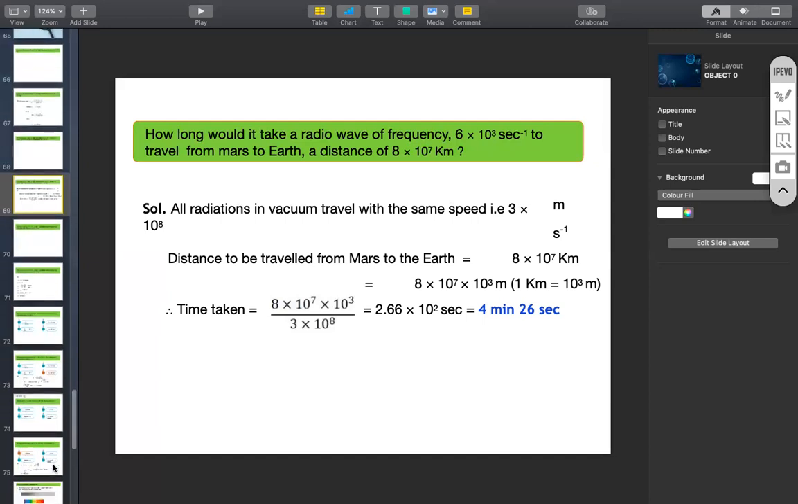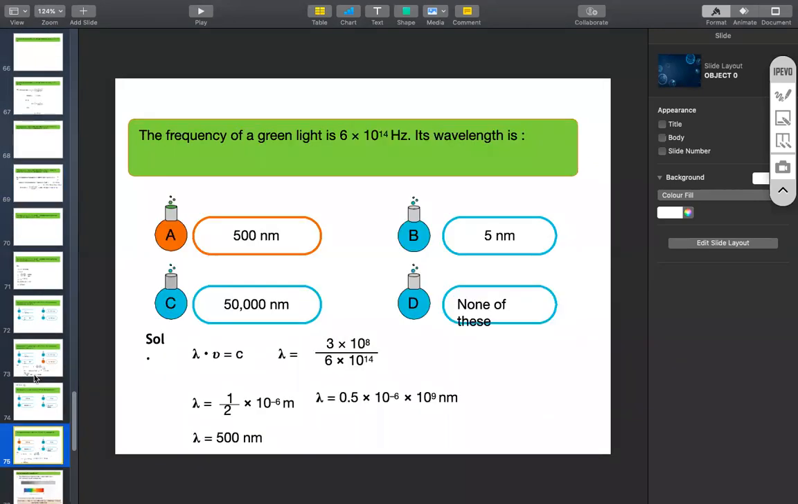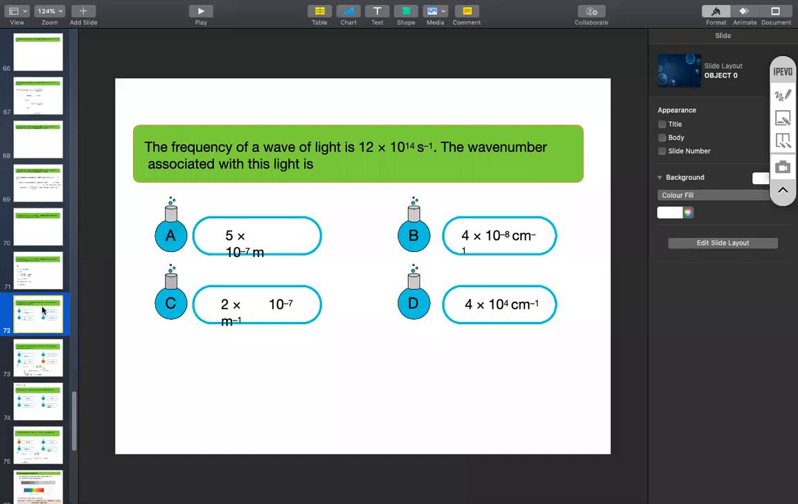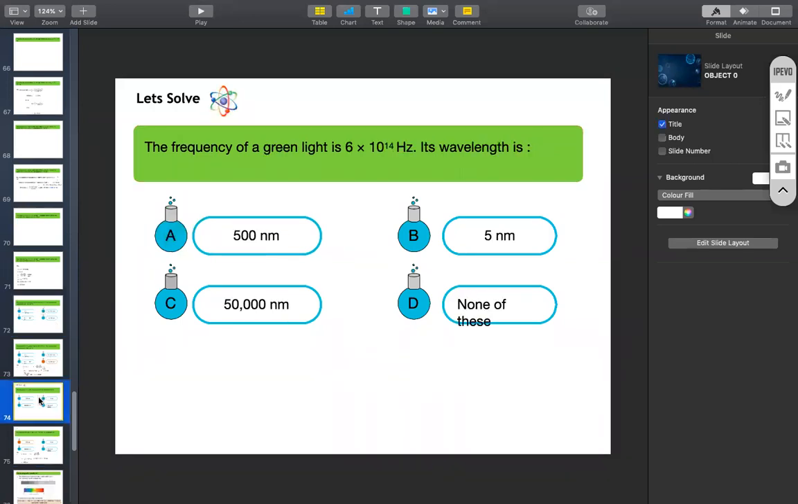Later, more questions will be shared on the same topic. You can practice it later. Got it? Tell me the answer of this fast.